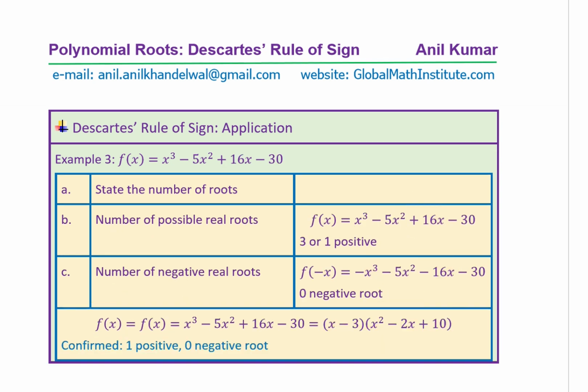Now, I'd like you to pause the video. F of x is x cubed minus 5x squared plus 16x minus 30. Very similar to the previous question. Therefore, I just termed it as 3. What you need to do is write down your answer. Correct? Cubic equation means 3 roots, the combination of all the roots. Now, for possible positive roots, check the change in sign. It changes once here and then again at this point. So, how many roots? And it also changes here.